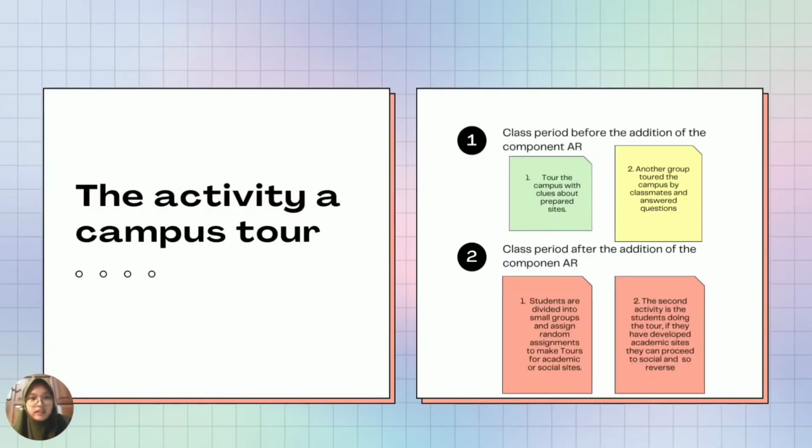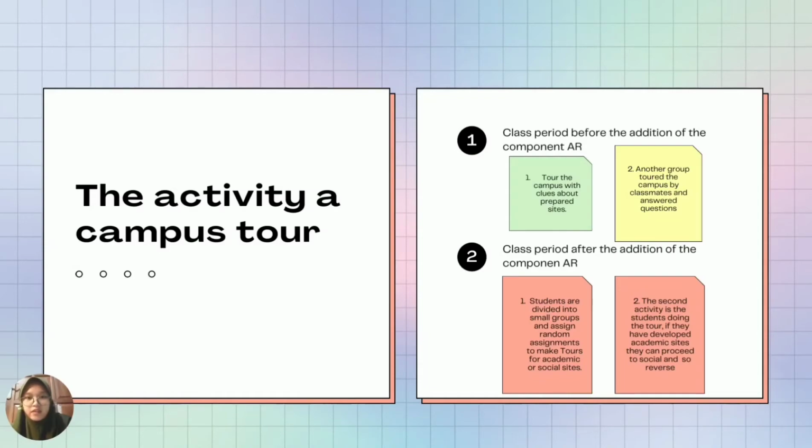The next material is the campus tour activity. Class period before the addition of the AR component. The first activity, tour the campus with clues about prepared sites, and the second activity, another group toured the campus led by classmates and answered questions.